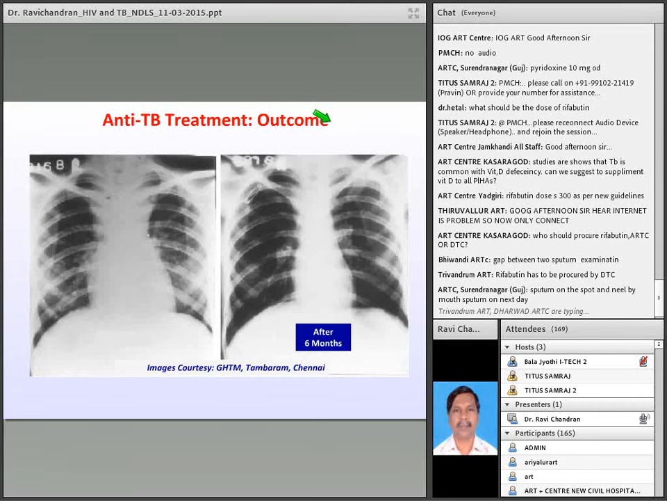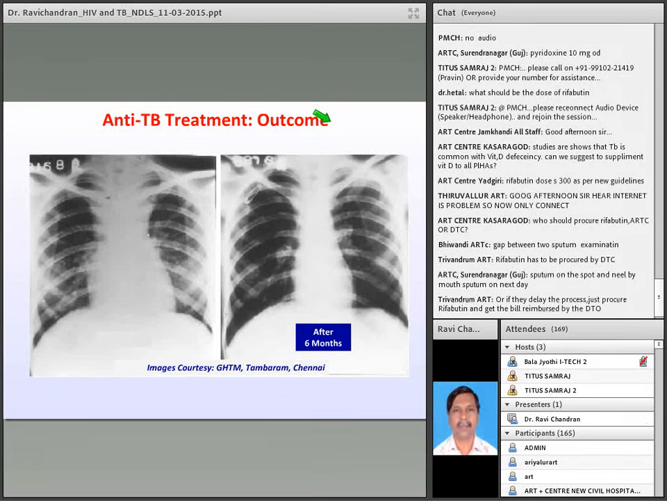See, the response to anti-tuberculosis treatment is very good. There is clearing of the infiltrations after 6 months of anti-tuberculosis therapy.